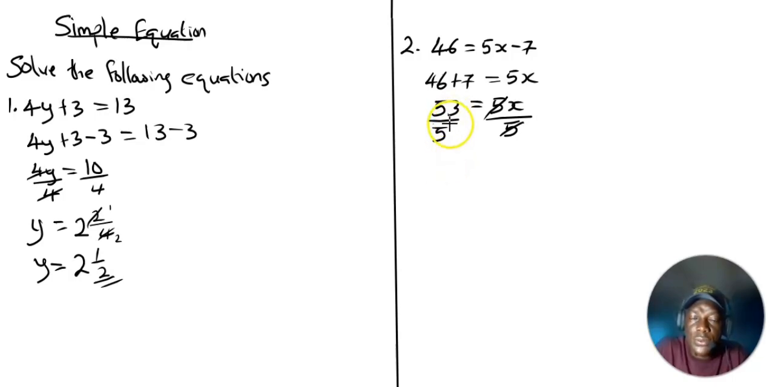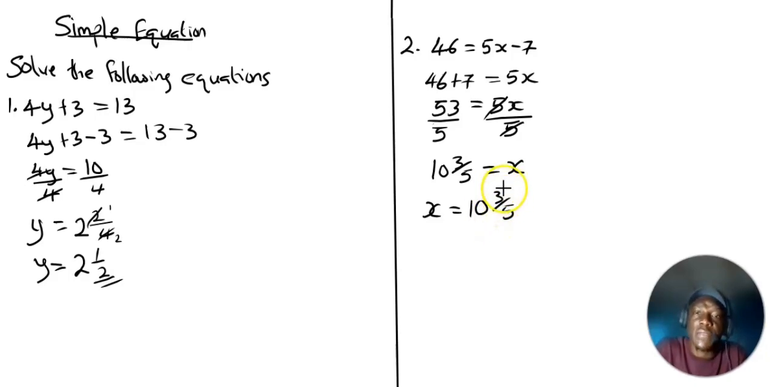so we now say 53 divided by 5. It's more like saying 50 divided by 5, which is 10, remember 3. So you have your 10 whole number, 3 over 5. This is equal to x. So now we can say that our x is equal to 10 whole number, 3 over 5. There's nothing we can do here because there's no number that can divide 3 and 5. So this is our final answer.